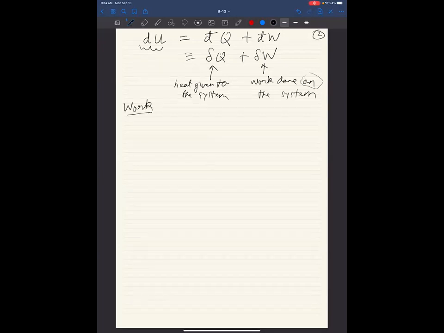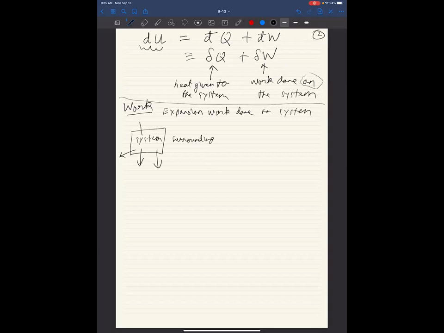The work done on a system can be of different types. The simplest work that one can think about is expansion work. So expansion work done on a system. You have a system and you have some surroundings, and the system is trying to expand, or the system is trying to contract. The surroundings are contracting the system. The formalism, even though we call it expansion work, applies to contraction work also, okay? It's just that the sign changes.